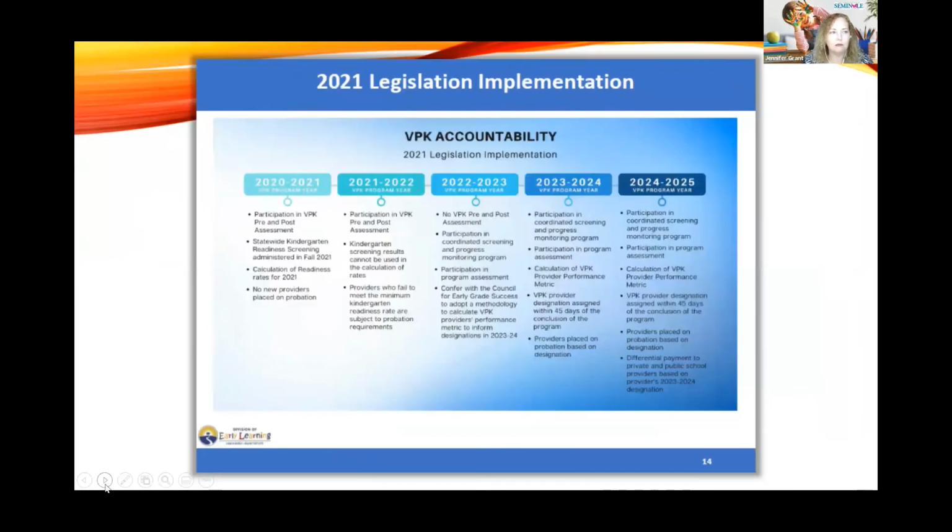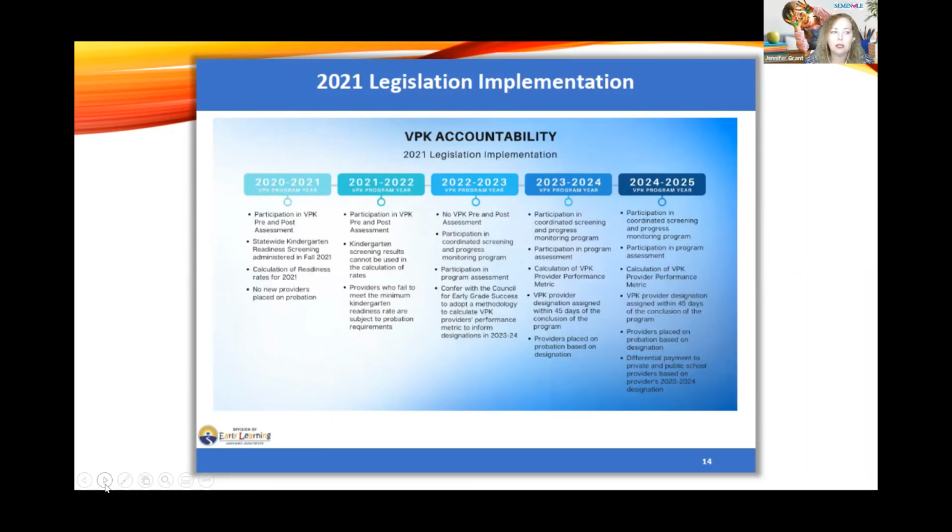On the next slide, this is just another piece about VPK accountability. I know you can't all read this right now. Again, we'll send you the handout and the PowerPoint. But basically for this fiscal year, our 2021 fiscal year, it talks about how they did the VPK readiness rates. Then in 21-22, our year that's about to start here, it shows we're having pre and post assessments. That's our AP1 and AP3 are still required. They're going to do the kindergarten screening results, but it can't be used in calculation of readiness rates.